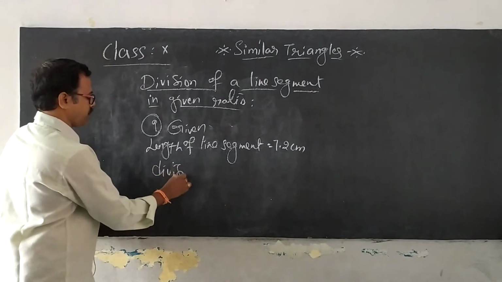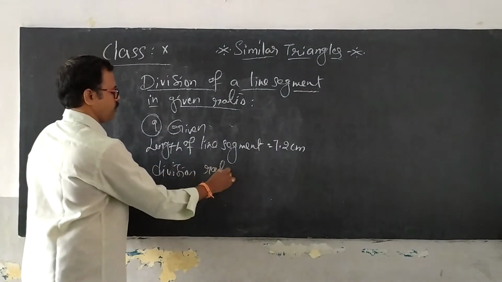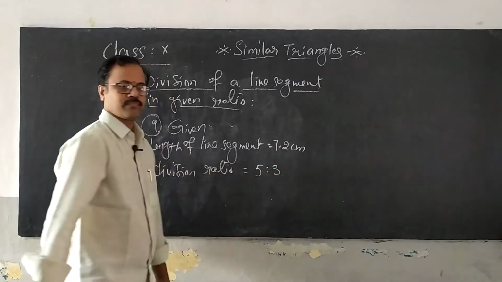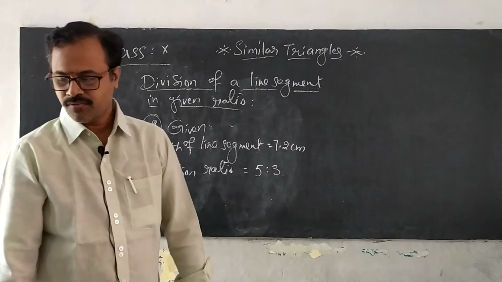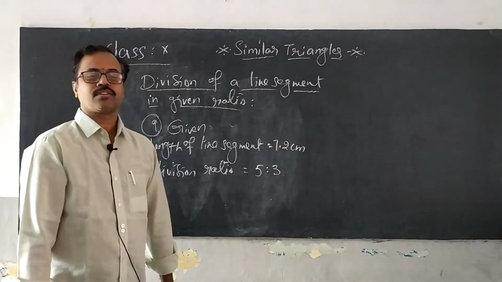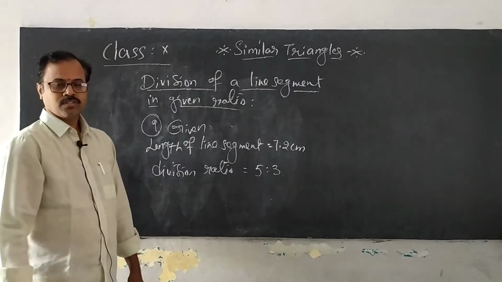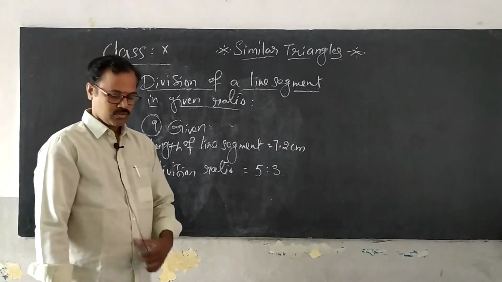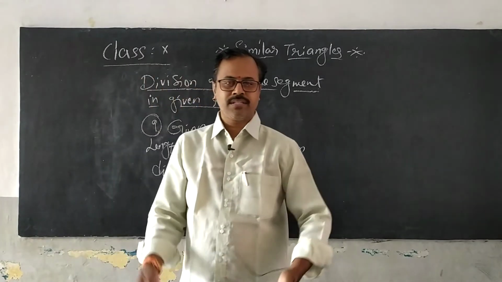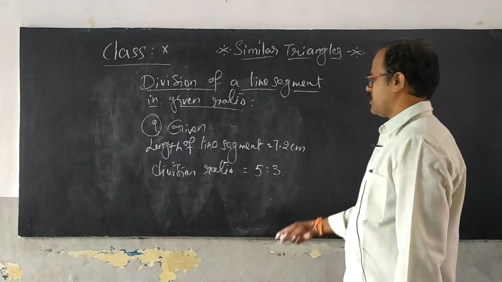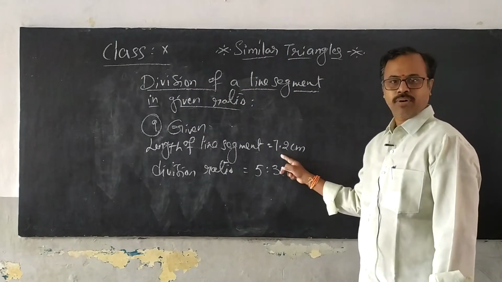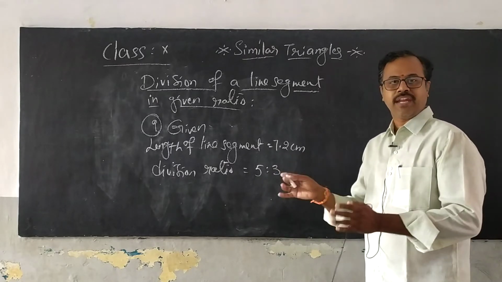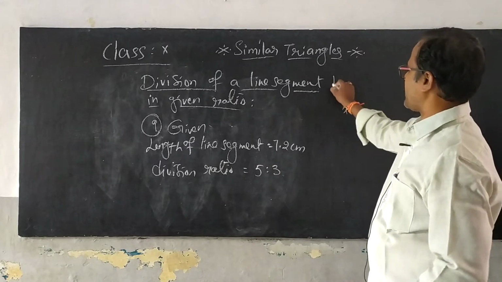So division ratio, the ratio is given as 5:3. Division is given as 5:3 ratio, asking to measure the two parts. So how do we divide the line segments? With the ratio, generally we have to follow the total length as one part. How many parts are given to us? 5 and 3, total 8 parts. That means I go for a rough diagram.